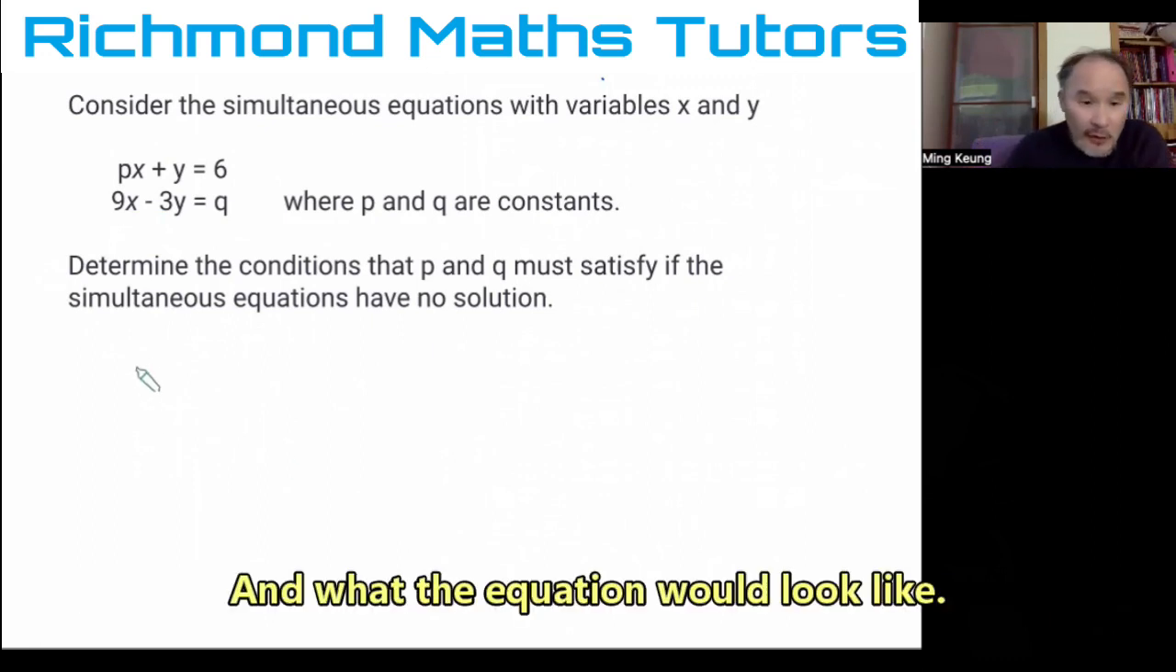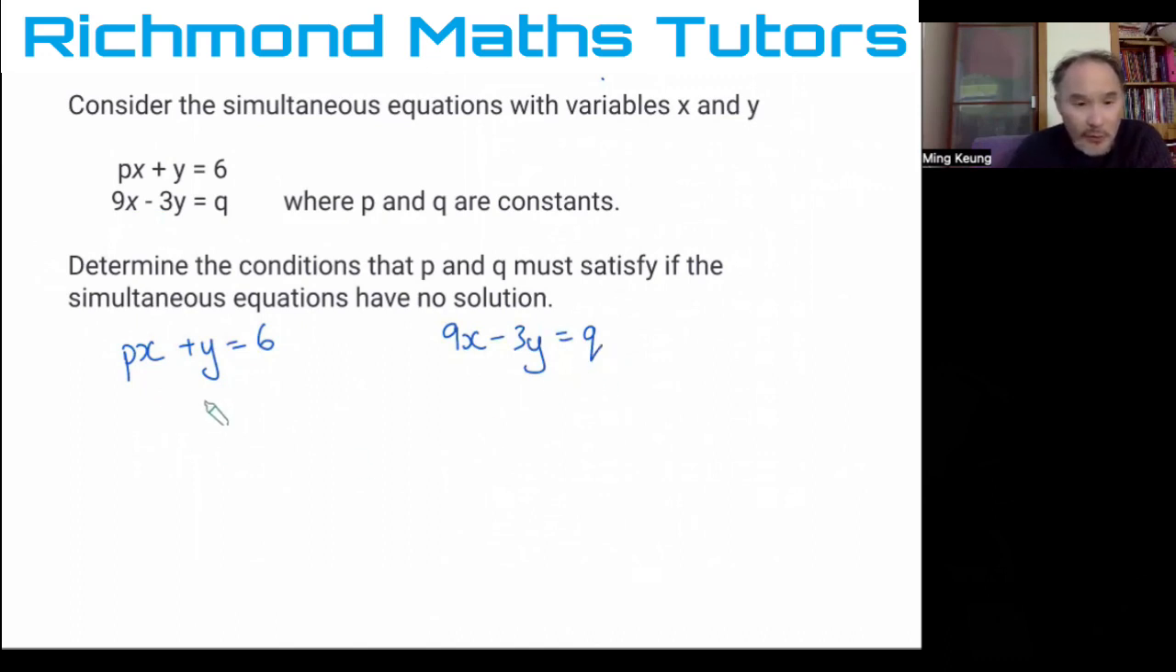So let's write these equations down. So px plus y equals 6. And then the other equation is 9x minus 3y equals q. And then, well, let's do some rearranging. y equals 6 minus px. And if I write it in a y equals mx plus c format, it's just easier for comparison. So y equals minus px plus 6.